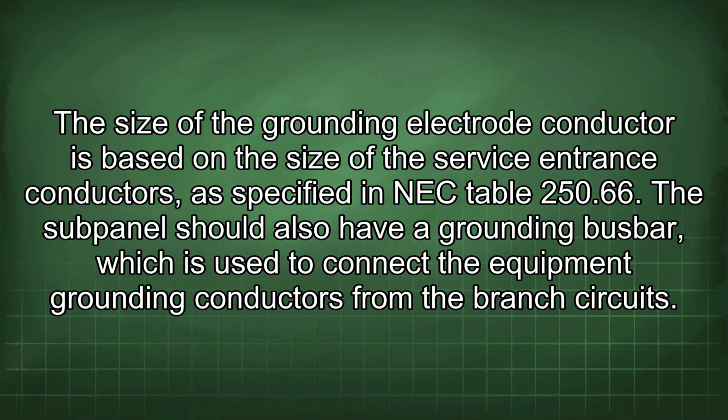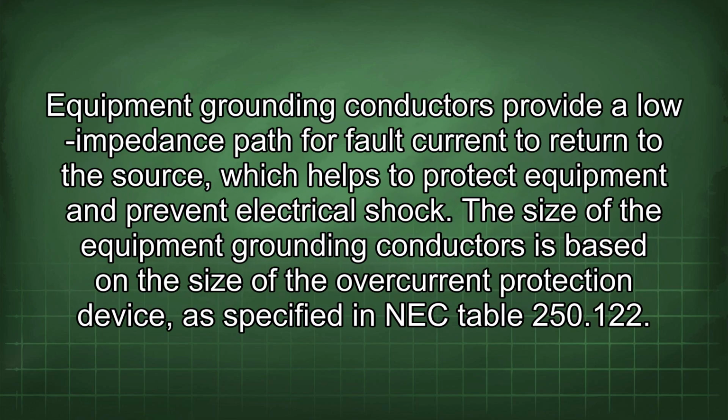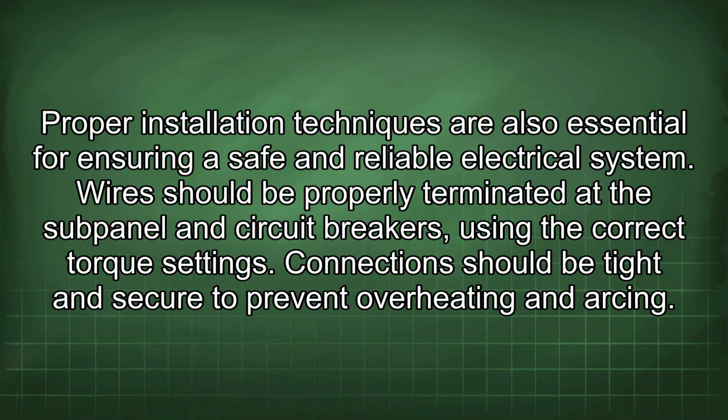The subpanel should also have a grounding bus bar, which is used to connect the equipment grounding conductors from the branch circuits. Equipment grounding conductors provide a low impedance path for fault current to return to the source, which helps to protect equipment and prevent electrical shock. The size of the equipment grounding conductors is based on the size of the overcurrent protection device, as specified in NEC Table 250.122.